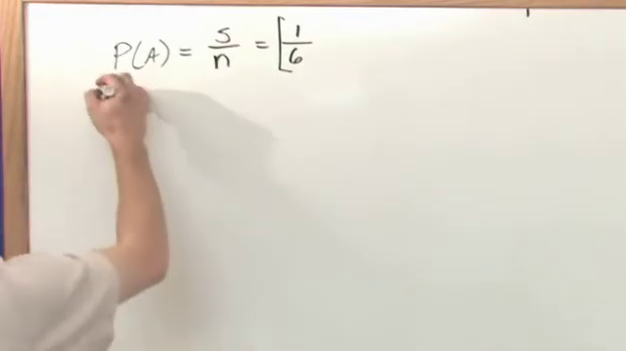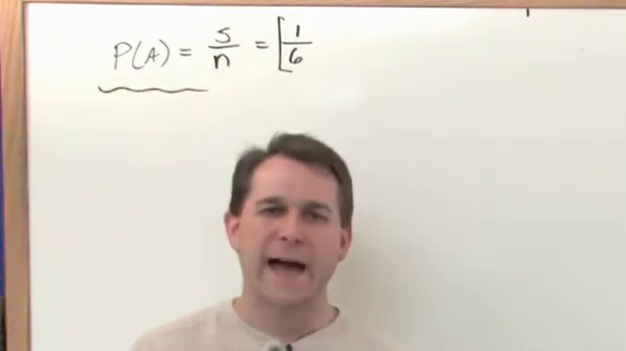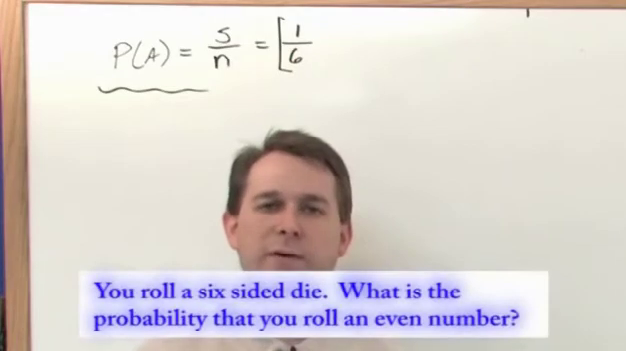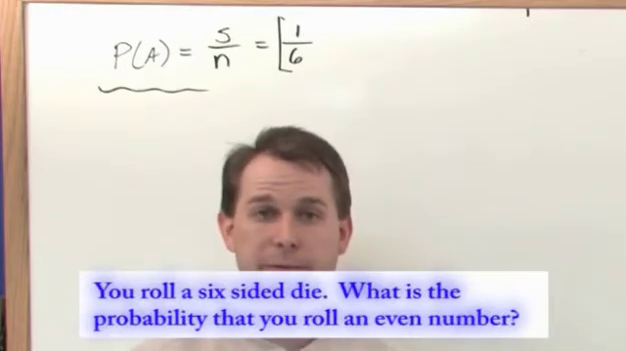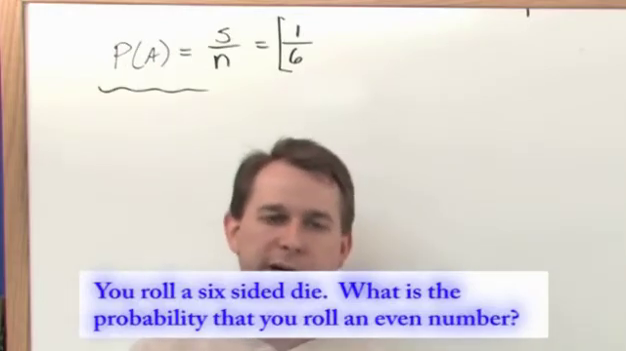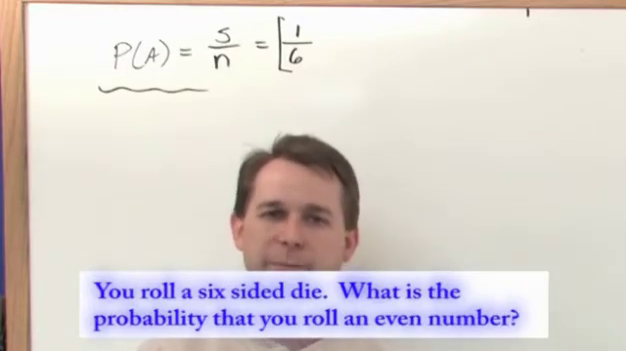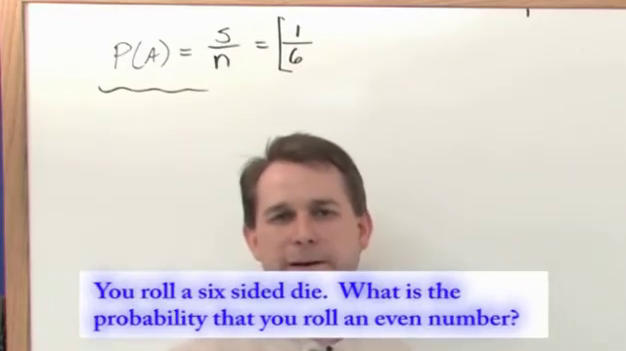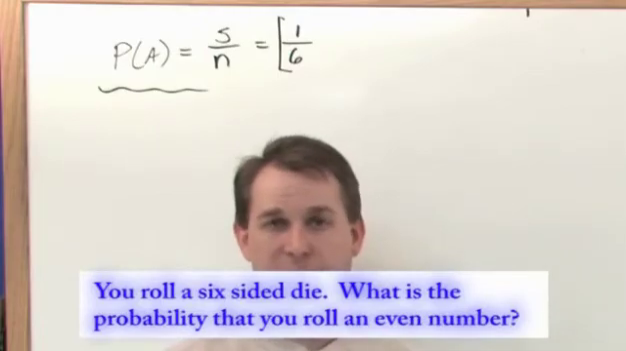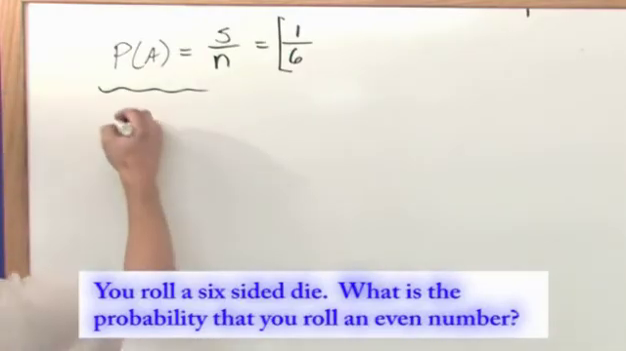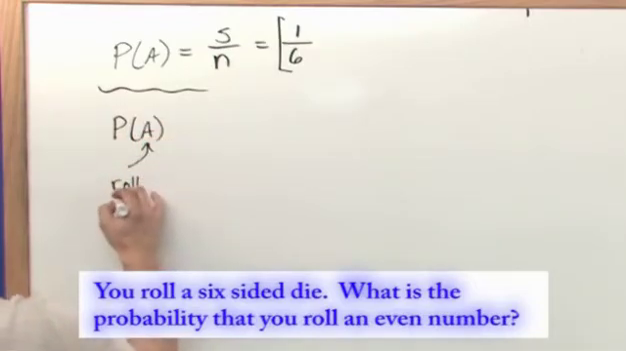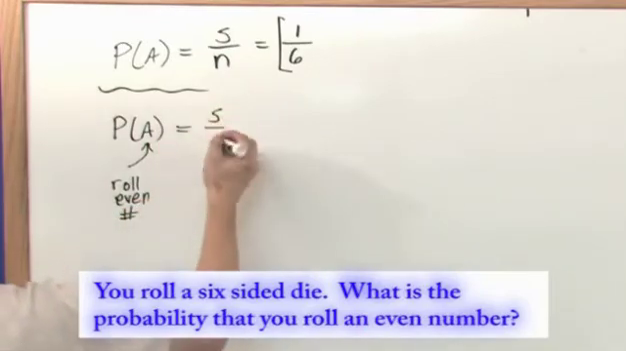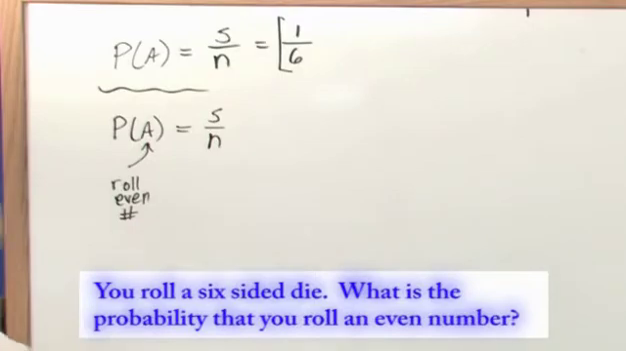Now the next problem is a little bit different from what we've had, but it's not that big of a deal. Let's say you roll a 6-sided die one more time. What is the probability that you roll an even number? So instead of rolling a 1 or a 2 or a 3, the problem just says what's the probability of rolling an even number. Even though it's a little bit different, it follows exactly the same rule. The probability of my event A, which is rolling an even number, is the total number of ways that can happen divided by the total number of outcomes.